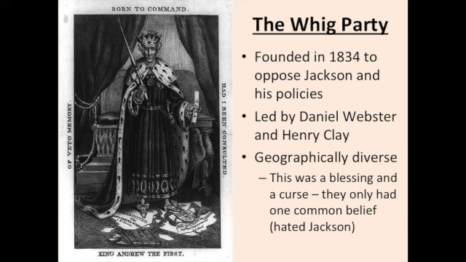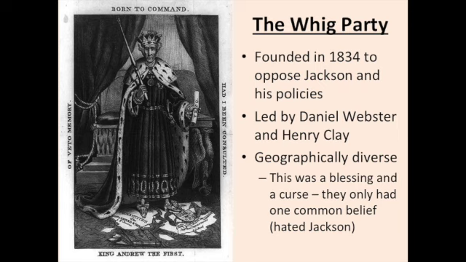The Whig Party has one major problem, though. It's geographically diverse. You've got Northerners like Daniel Webster, who's from Massachusetts, and you've got Westerners like Clay, who's from Kentucky. John C. Calhoun, after he leaves the vice presidency, after Jackson threatened to hang him, ends up joining the Whig Party. He's from the South, so you've got Northern, Southern, Western, the most geographically diverse political party in the first few decades of America's history. This was good and bad.